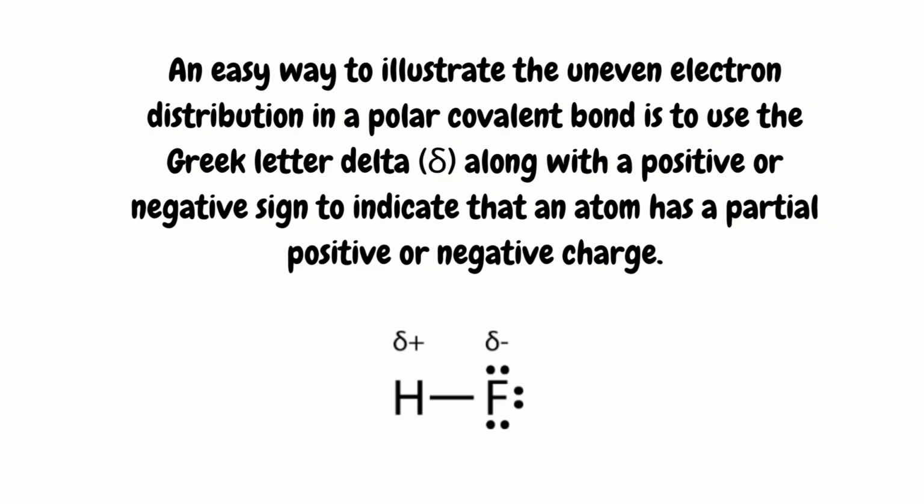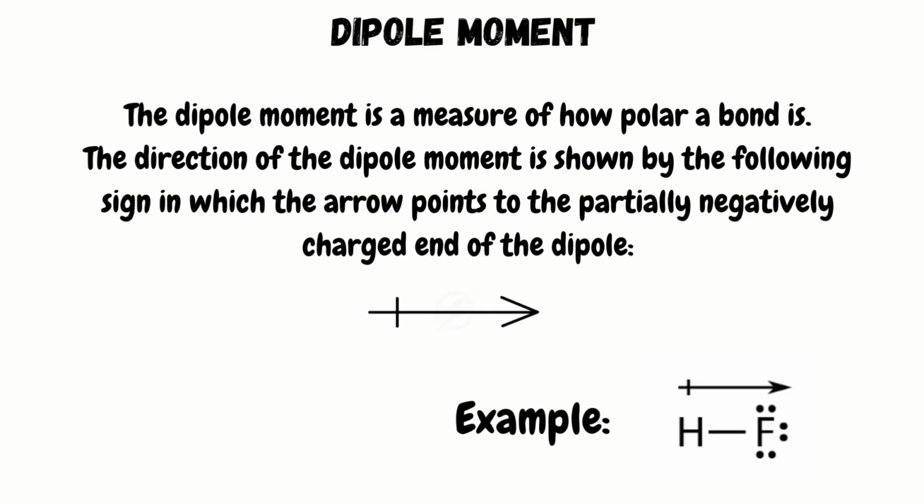An easy way to illustrate the uneven electron distribution in a polar covalent bond is to use the Greek letter delta along with a positive or negative sign to indicate that an atom has a partial positive or negative charge. The dipole moment is a measure of how polar a bond is. The direction of the dipole moment is shown by the following sign, in which the arrow points to the partially negatively charged end of the dipole.